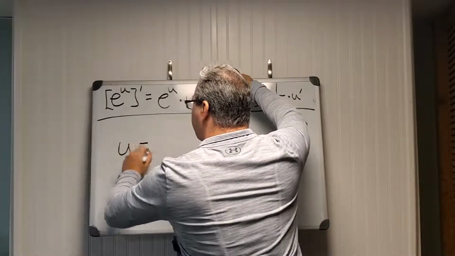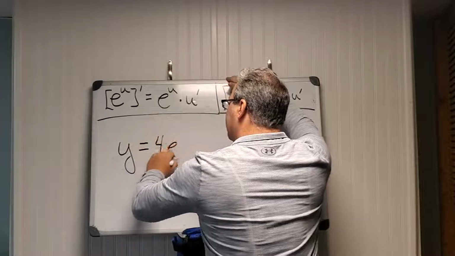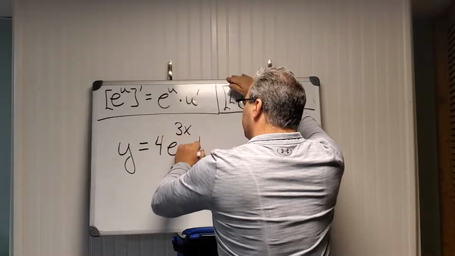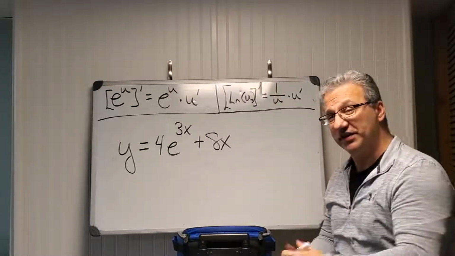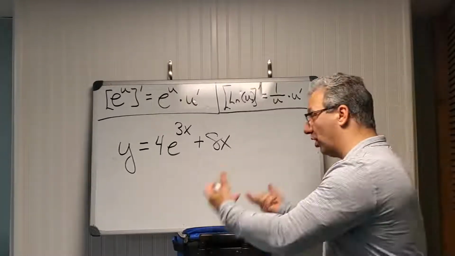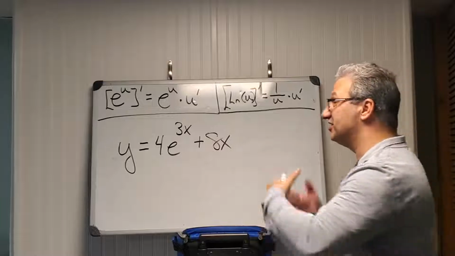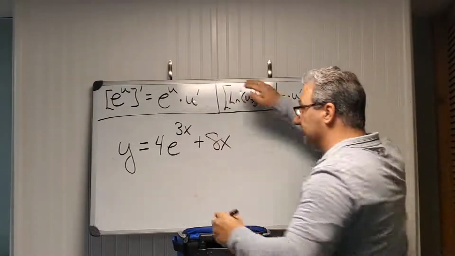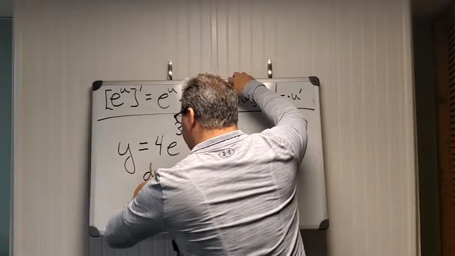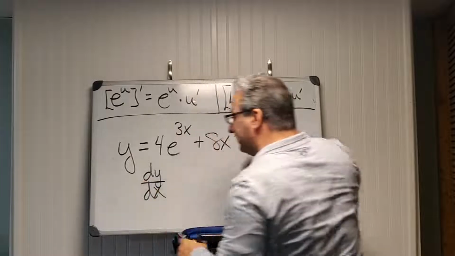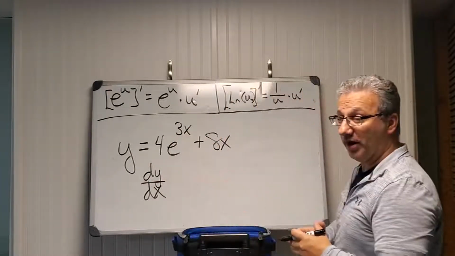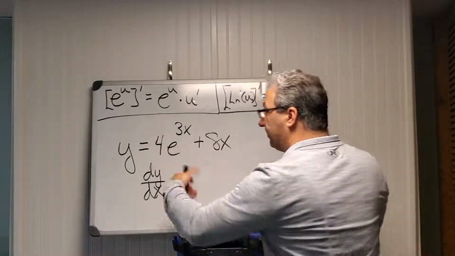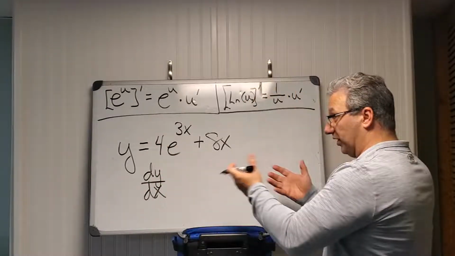So let's say we have another function. Let's say we have 4e to the 3x plus 8x. Let's say we have this function, and I need its derivative. Why? Because I want to find the marginal. The marginal is the derivative. So, all right, let's do this. Let me make sure you get used to the same symbols that you might see in economics. dy/dx, same thing as y prime. The derivative of y with respect to the variable x is what I'm saying there.